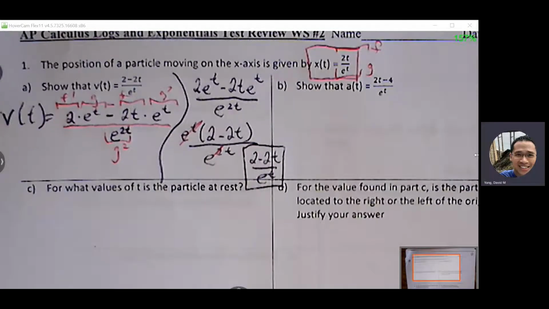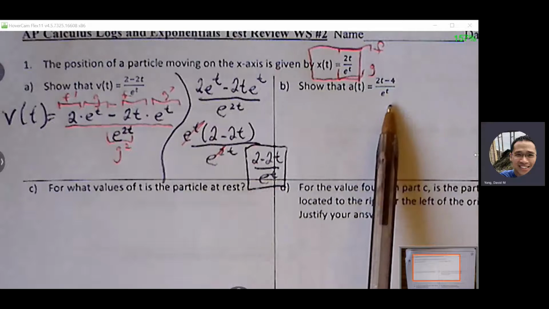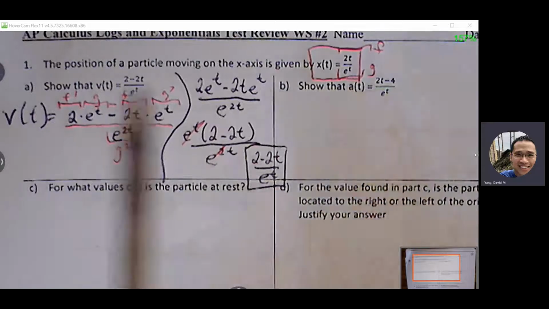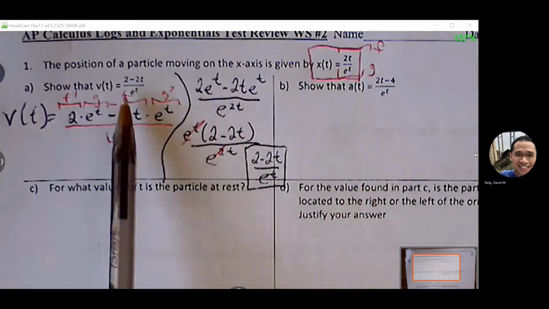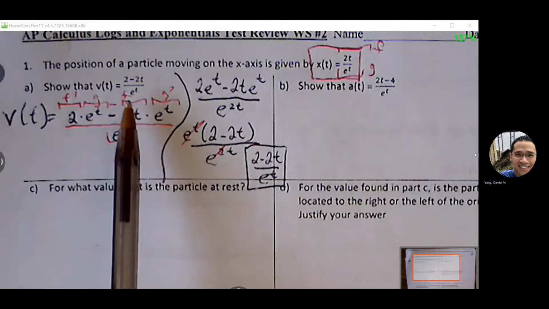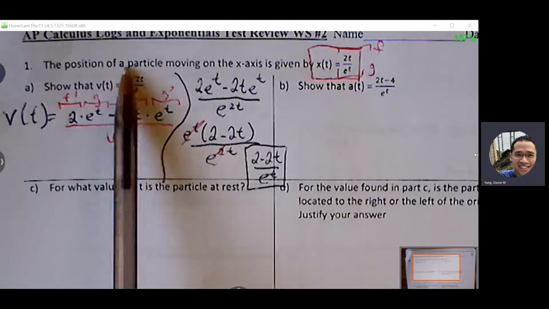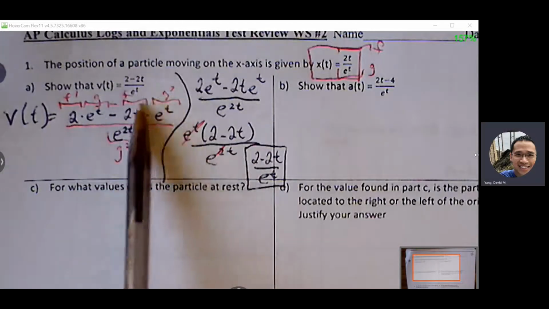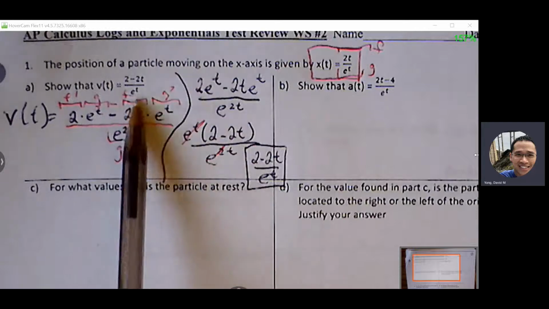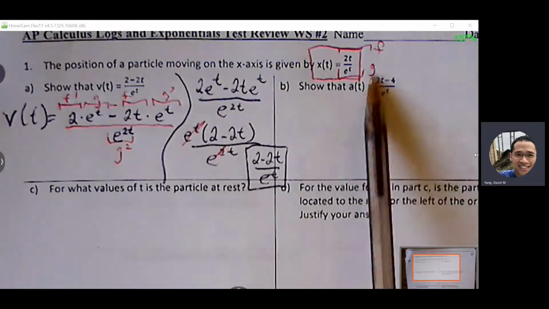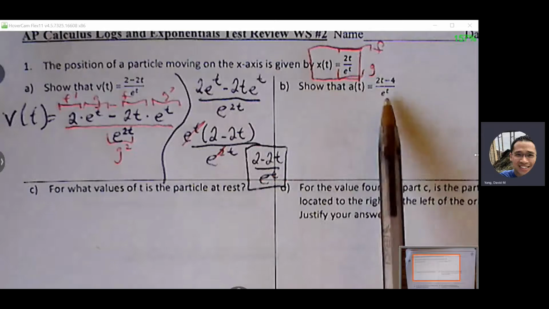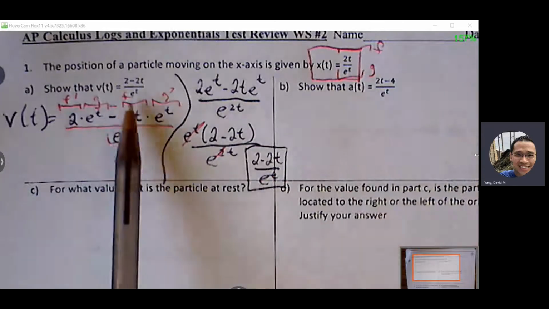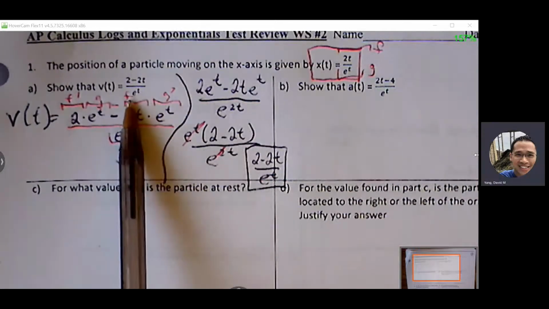Part B, it says show that acceleration is 2t minus 4 over e to the t. So how do we get to acceleration? Find the what? Yeah, find the derivative of velocity. Okay, so we're going to start here, and we're going to try to move to here. So we're not doing quotient rule for here. This is going to be our end goal. So we're going to start here and move towards acceleration.